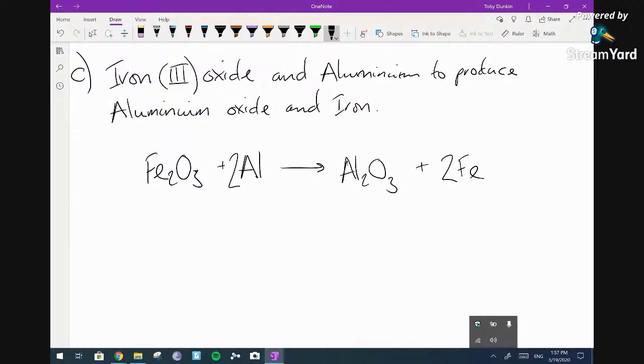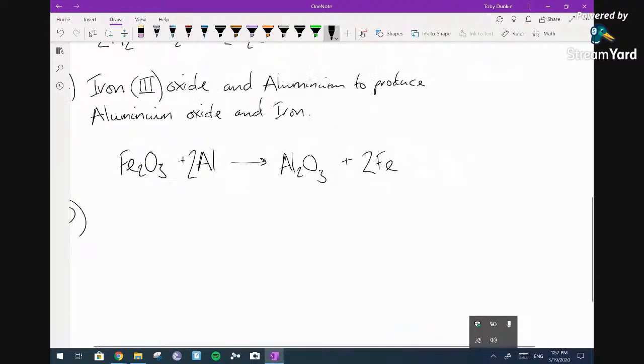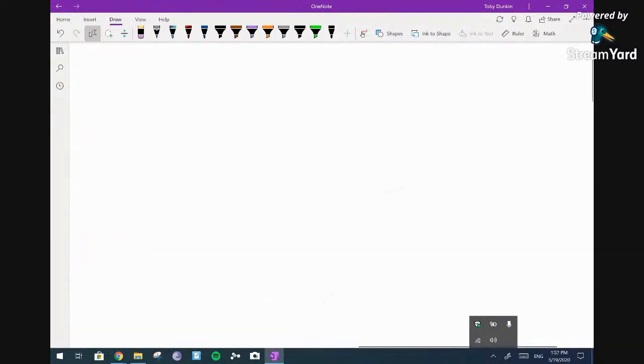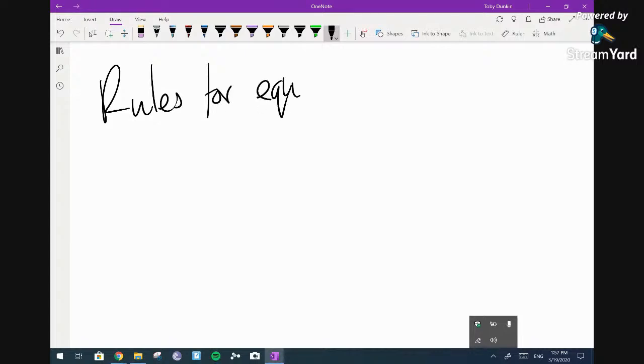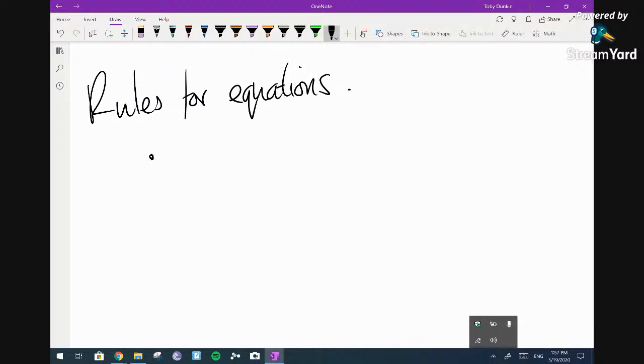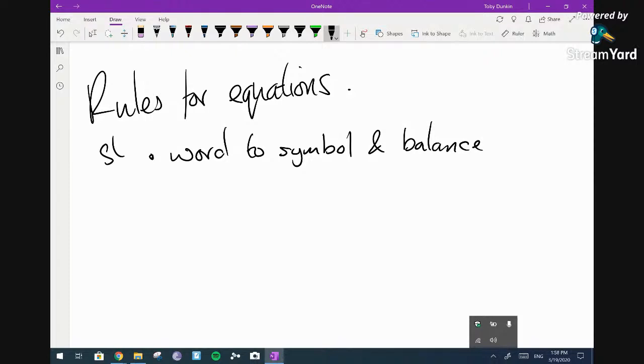Okay, so now we're going to make that a next level harder. By the way, the rule, and we're going to start collecting these rules. So definitely worthwhile collecting these. Rules for equations. Number 1. Word to symbol and balance. That's your key steps. These are your steps. Words to symbol and then balance.